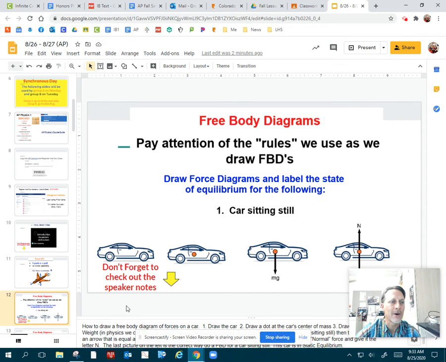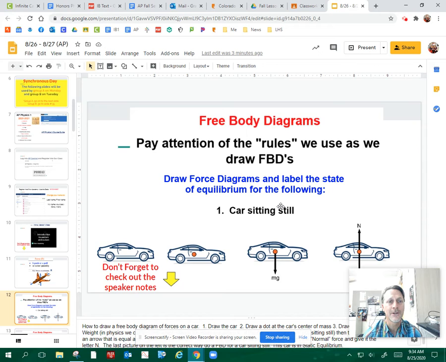And so in this diagram right here, in the speaker notes, by the way, I've explained all this stuff really well. But notice if we have a car sitting still, and you want to know, what are the forces on that car? You'd start by drawing a car. It doesn't have to be detailed. It could just be a real stick-figure kind of thing. Then I would start with the center of mass of the car. So notice I put an orange dot there.